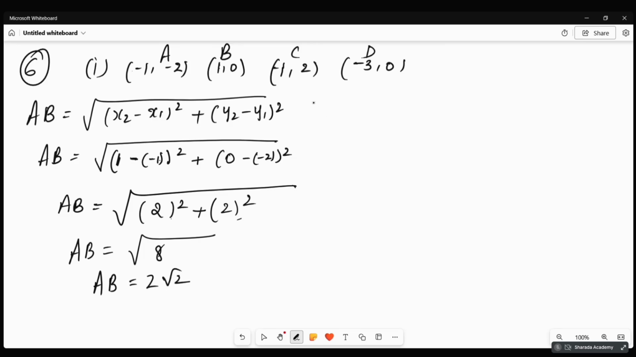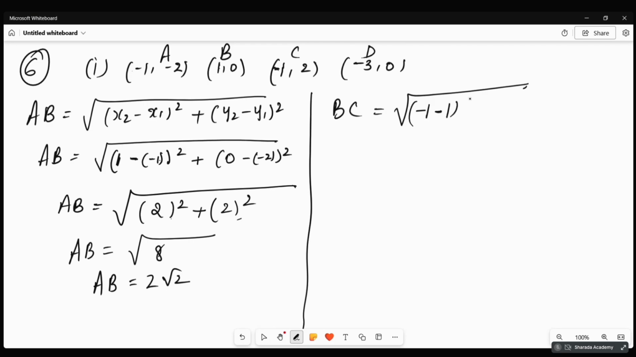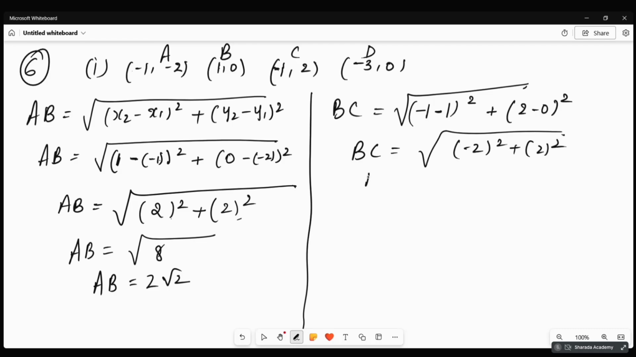Then find BC. Root of, this is minus 1, right? (Minus 1 minus 1) whole square plus (2 minus 0) whole square. So what will you get for BC here? Same thing, I think. Minus 2 whole square plus 2 square. That is BC also 2 root 2.